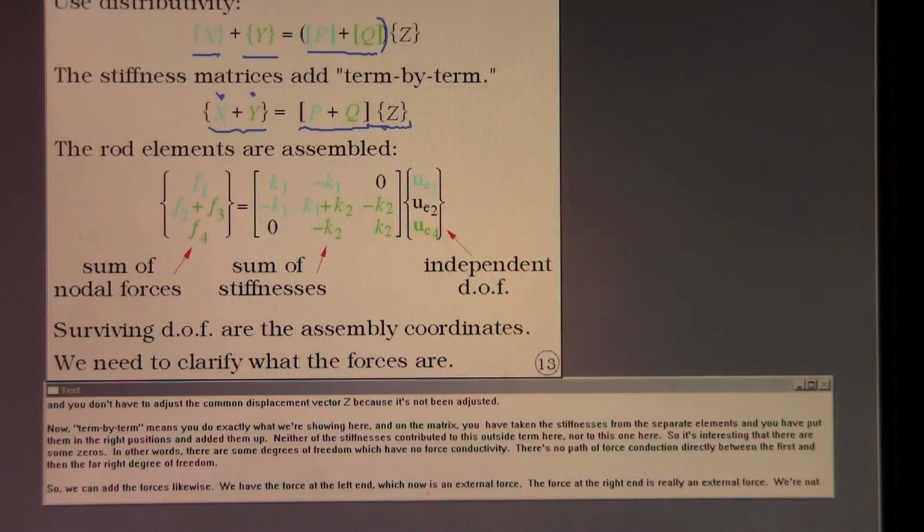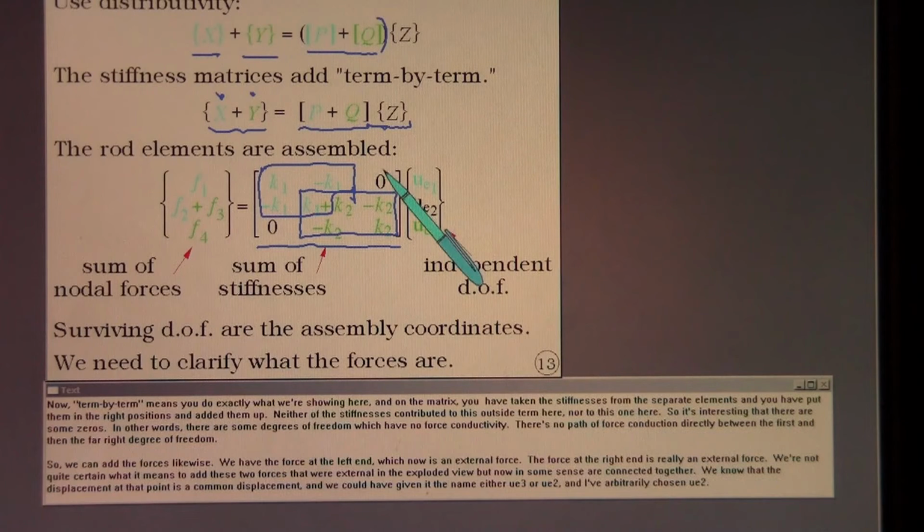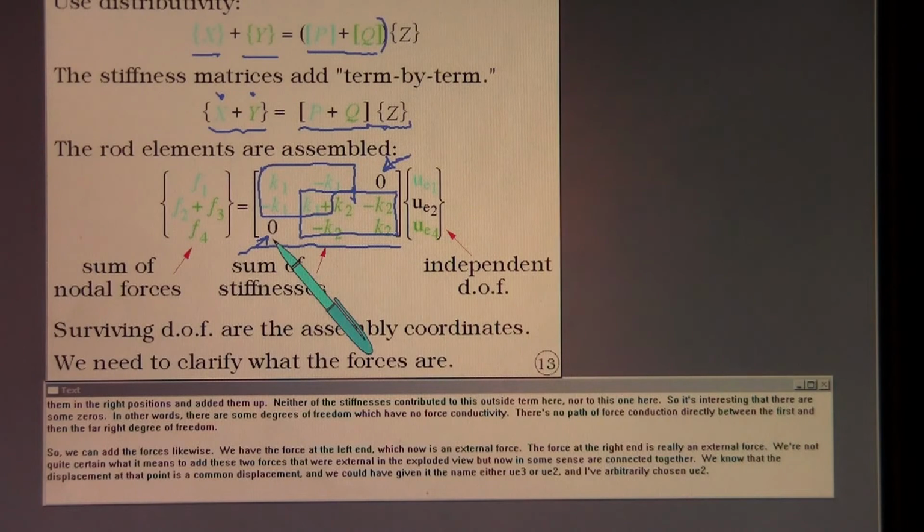Now, term by term means that you do exactly what we're showing here. And on the matrix, you have taken the stiffnesses from the separate elements and you have put them in the right positions and added them up. Neither of the stiffnesses contributed to this outside term here nor to this one here. So it's interesting that there are some zeros. In other words, there are some degrees of freedom which have no force connectivity. There's no path of force conduction directly between the first and then the far right degree of freedom.